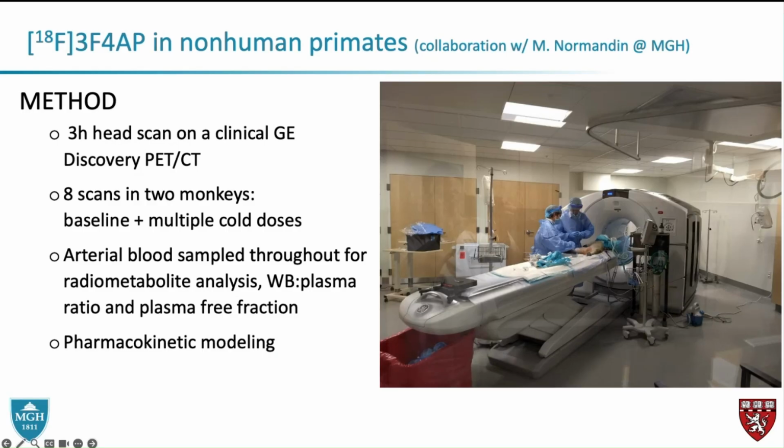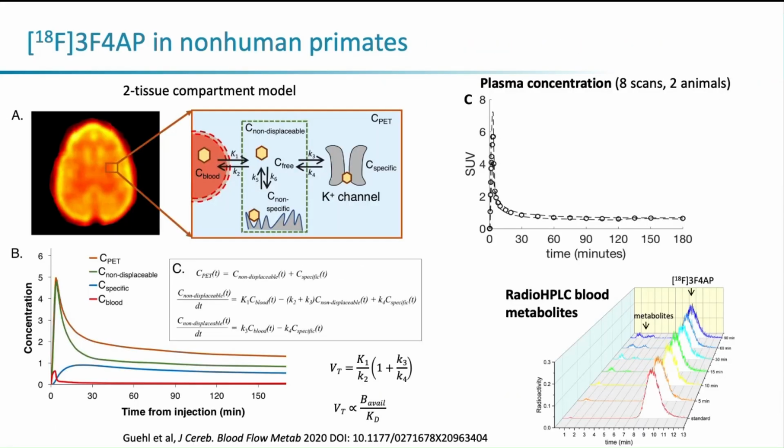So at that point, we wanted to bring this tracer to human study. So the first step was to validate it in non-human primates to make sure that it had adequate kinetics for human brain imaging. So with my colleague Mark Normandin, we did long dynamic scans in multiple monkeys. And then during the scanning, we sampled arterial blood, we measured metabolites, and, for kinetic modeling.